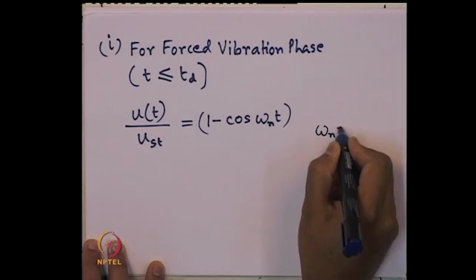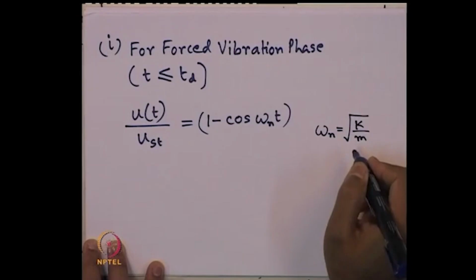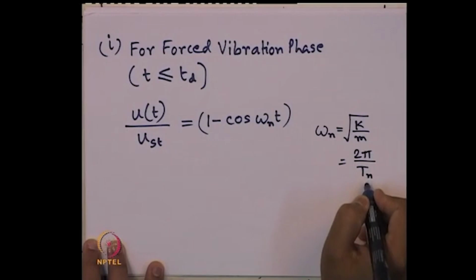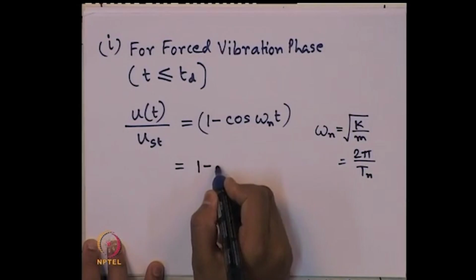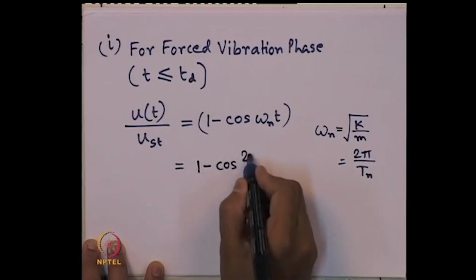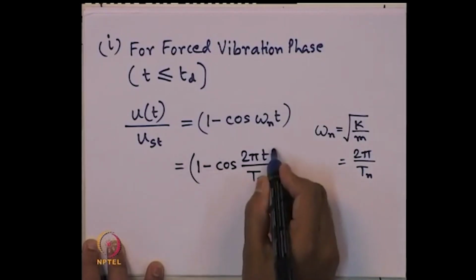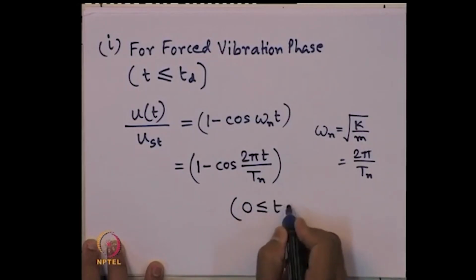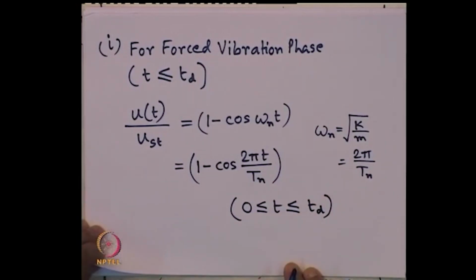In this case, omega n is the natural frequency of the system, which is nothing but root over k by m, which is once again 2 pi by T n, where T n is the natural time period. So, if I express it in terms of T n, it will look like 1 minus cosine of 2 pi t by T n, and this is valid, as I said, for time between 0 to T d. So, this is one set of solution, as we already know.